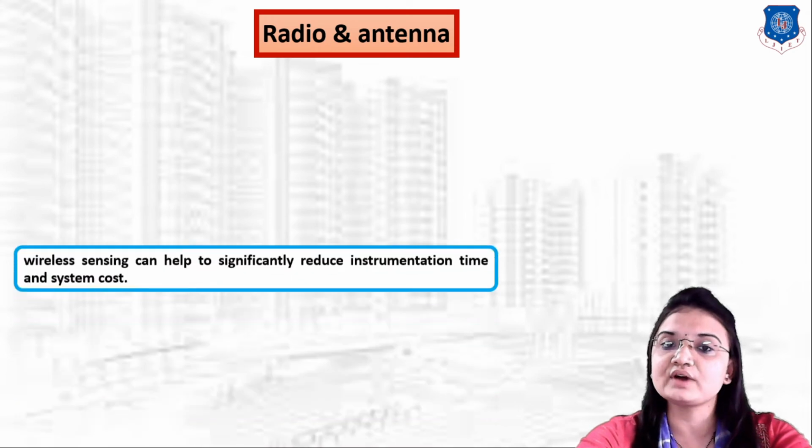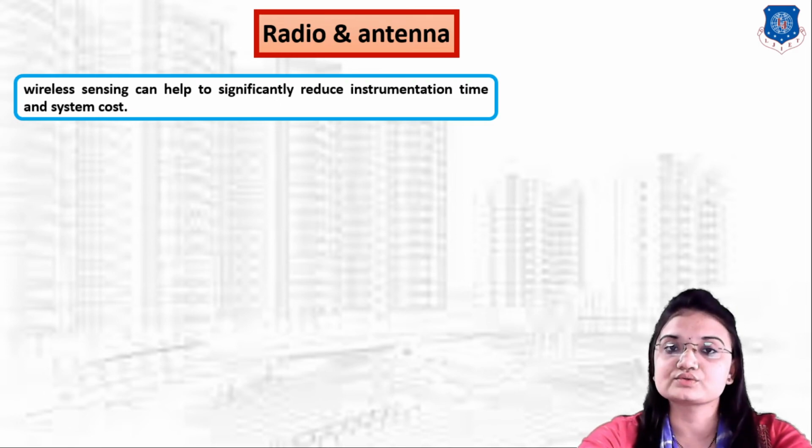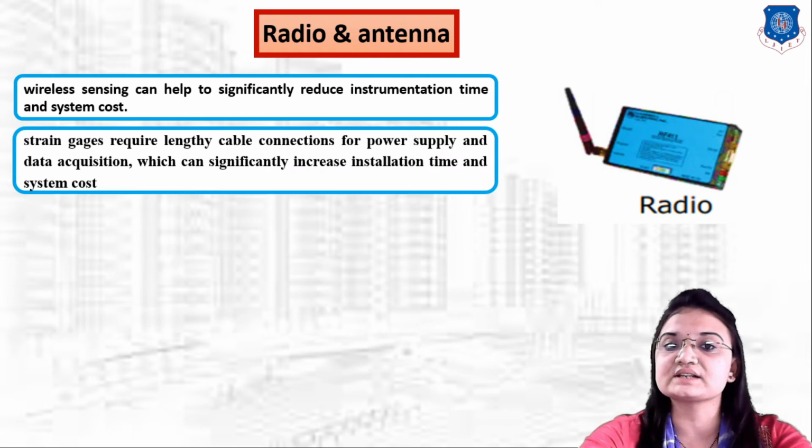Now next one is radio and antenna. We can say that wireless sensing can help to significantly reduce instrumentation time and system cost. With the help of wireless sensing, we can easily reduce the time and cost. You can clearly see in this figure that is radio and antenna. Let us understand with an example: strain gauges require lengthy cable connections for power supply, which can increase the installation time and system cost. So at that time we can use a wireless connection rather than lengthy cable. It becomes very difficult if we use lengthy cable, and installation time and system cost also increase.